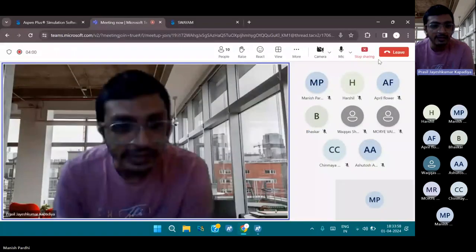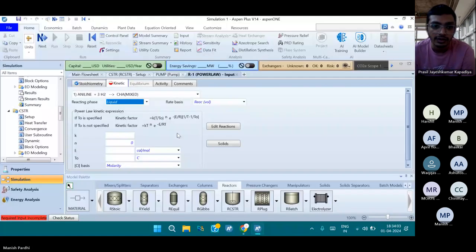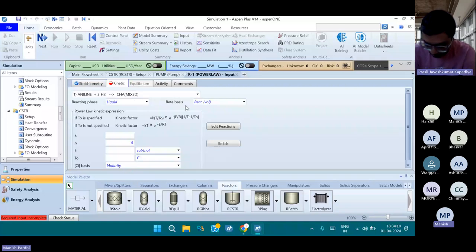Okay. Here the reacting phase is in question. It is a liquid phase reaction, so here we should keep the reacting phase as liquid. And let's add the value of K as 5 into 10 to the power 5. So we write it as 5 E 5, in place of K. Or add it the way you want. Pi into 10 to the power 5, so we write it as pi E pi.